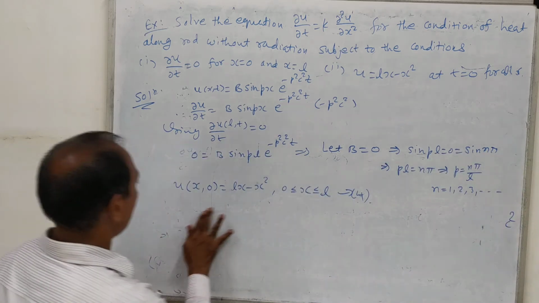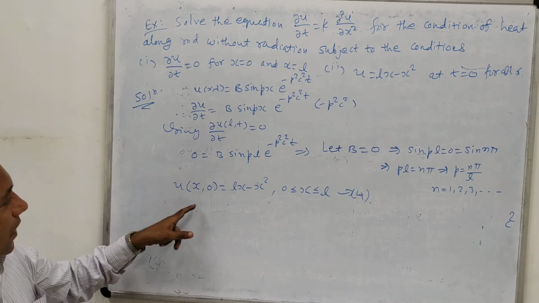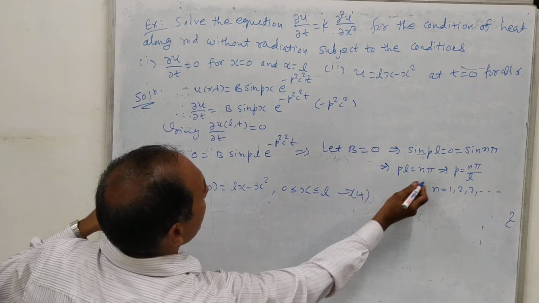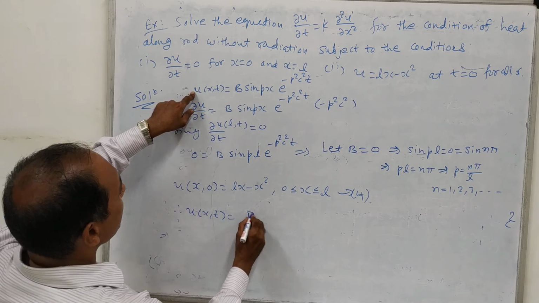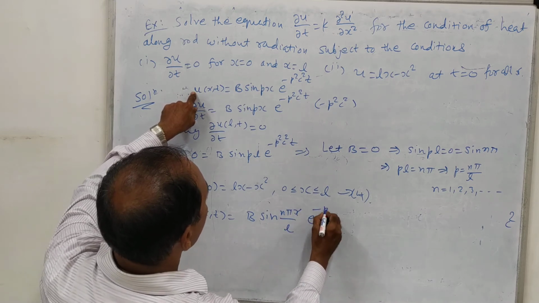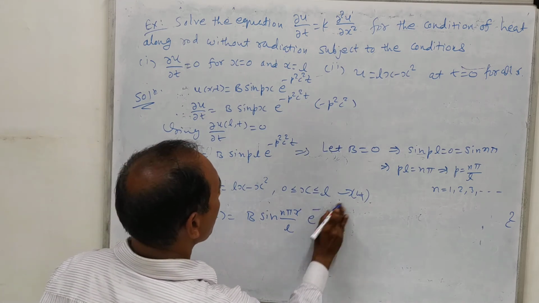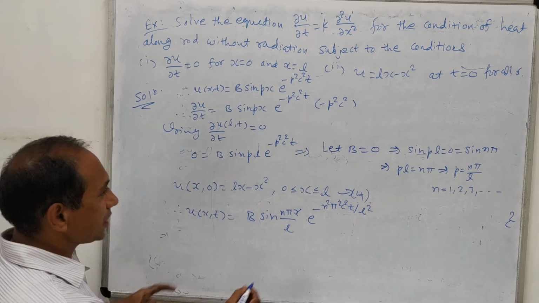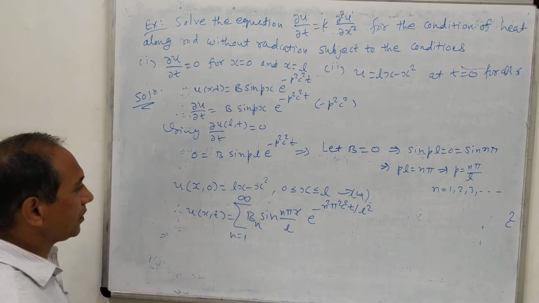So here u(x, 0) equals Lx minus x square. Yes, this value p equal to n pi upon L we will put over here. Therefore, we get u(x, t) equals b sin n pi x upon L into e raised to minus p square c square t. But here p is n pi upon L, so it is n square pi square c square t upon L square, and this is for n equal to 1, 2, 3. So here we will put the solution as n equal to 1 to infinity.